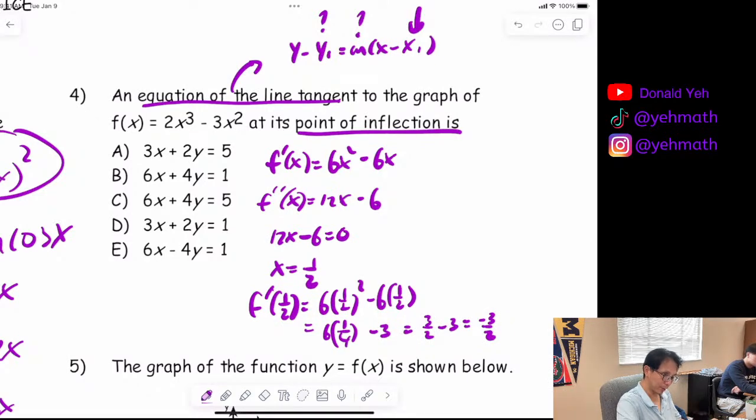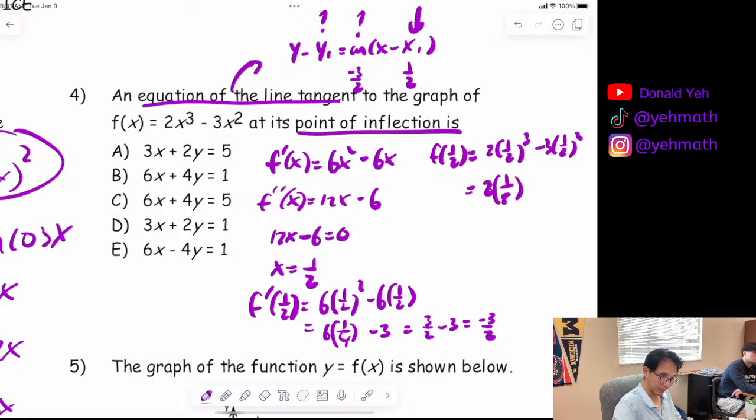So I find this one, and I find this one. I need to find the last one. The last one is from the original equation. F of 1/2 is equal to 2 times 1/2 to the third minus 3 times 1/2 to the second. That's 2 times 1/8 minus 3 times 1/4. That's equal to 1/4 minus 3/4, which is equal to negative 1/2. And we figure out this is negative 1/2.